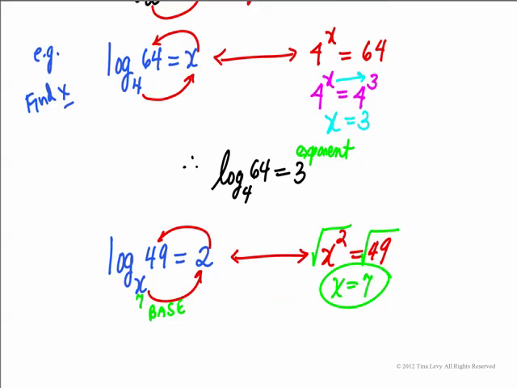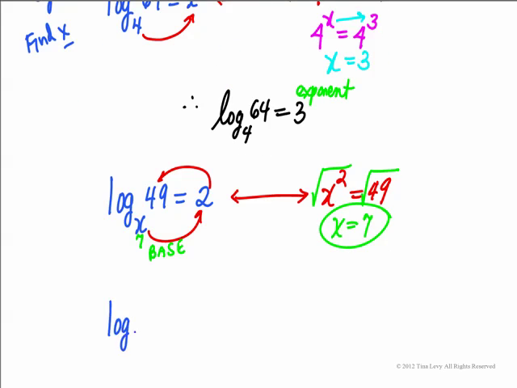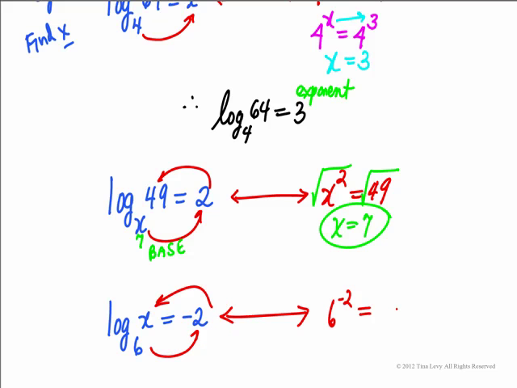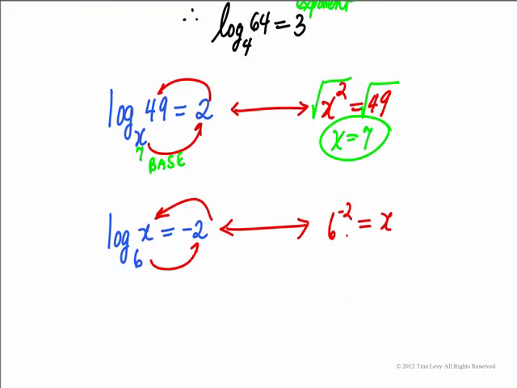So another one, let's say I say log base 6 of x is negative 2. We write the equivalent exponential, which is 6 to the negative 2 equals x. So now I have to review that a negative exponent is a reciprocal. So this is 1 over 6 squared is x, and therefore we can see x is 1 over 6 times 6, 1 over 36. So that becomes our x.